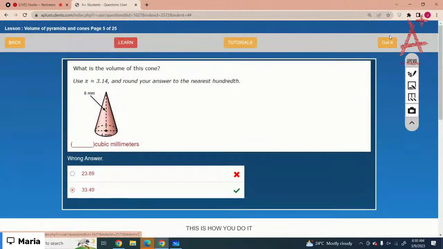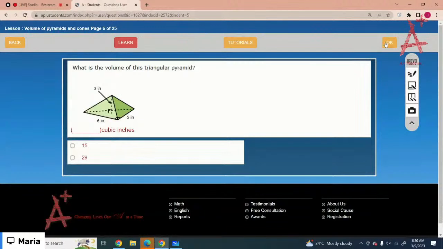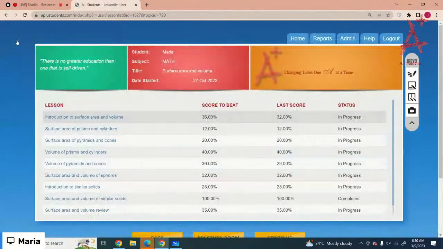Okay, you can complete the test by yourself later today. Let me just move on to the next lesson. And the next lesson is surface area and volume of spheres.